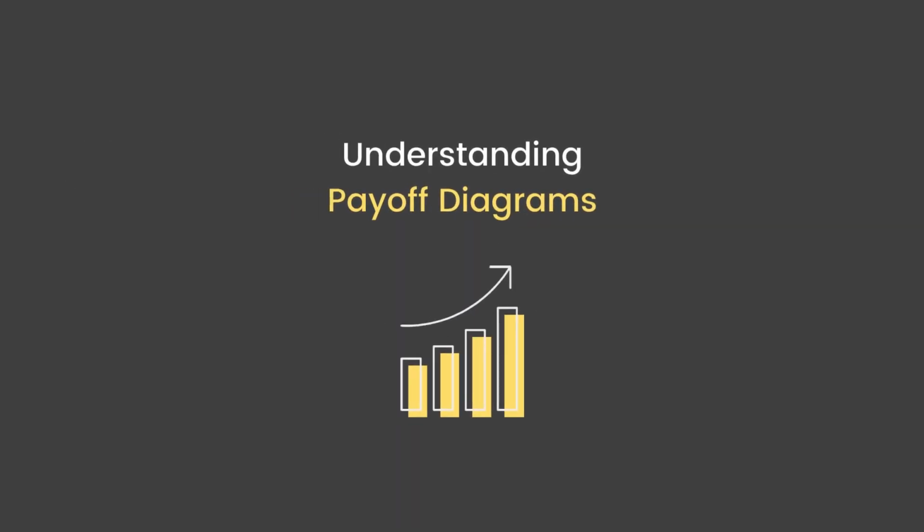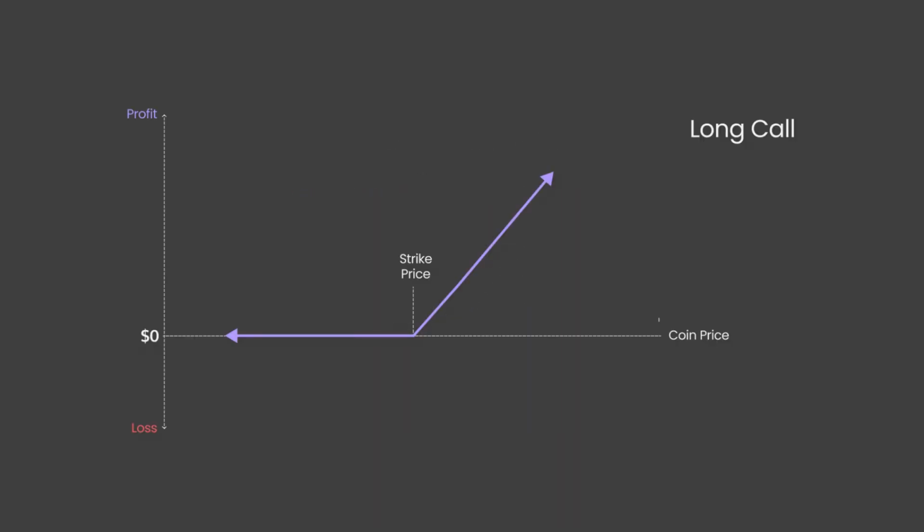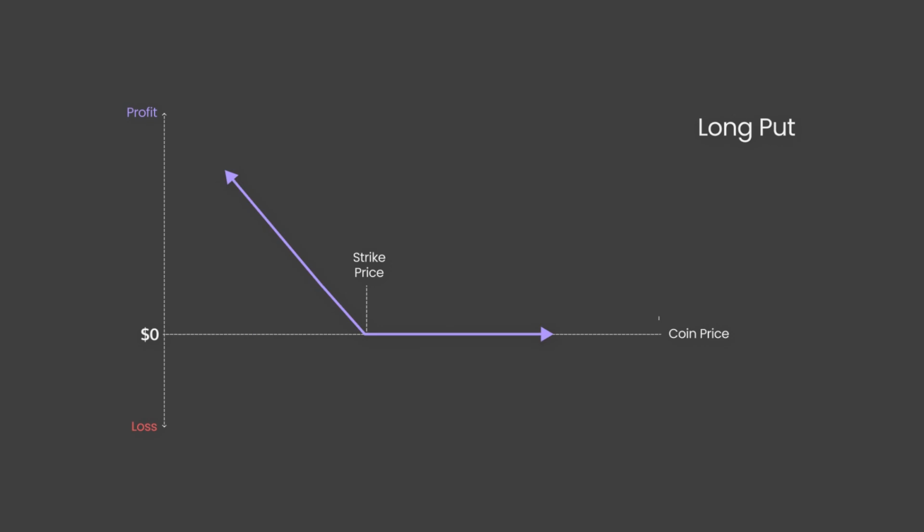You can see this reflected in payoff diagrams, which are helpful charts that show the profit and loss of an option based on where the underlying coin is at expiry. If you look at the payoff diagram for a call, you can see that it is at 0 at expiry if the coin is below the strike, and begins increasing as the coin increases above the strike price. This is also the same for puts, but the payoff begins increasing as the coin dips below the strike price.